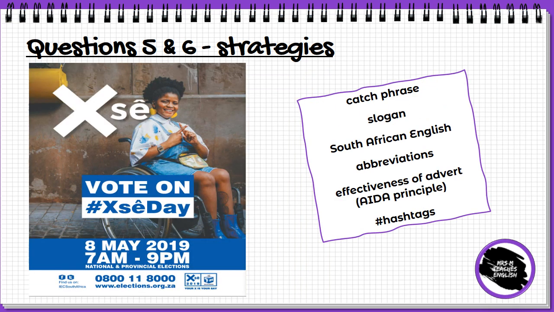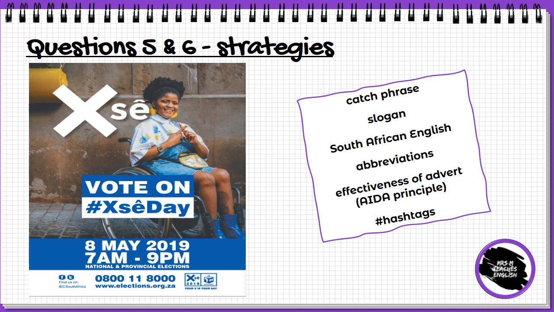2019 was an election year in South Africa, so some texts were taken from various promotional and advertising materials. I used this poster from the Independent Electoral Commission to ask questions about the use of South African English and the effectiveness of the image of the voter in a wheelchair.